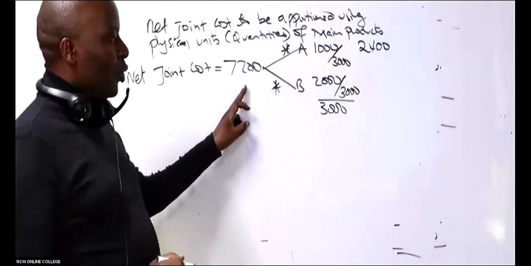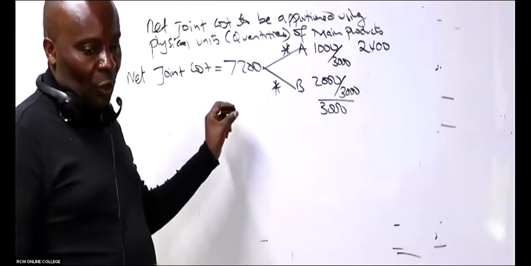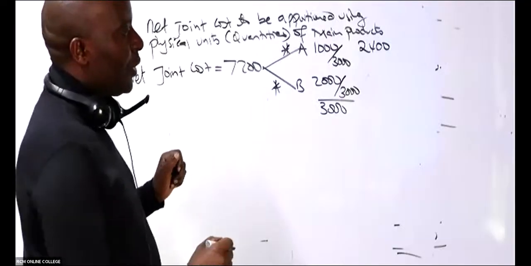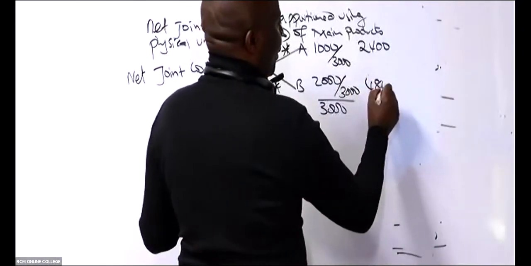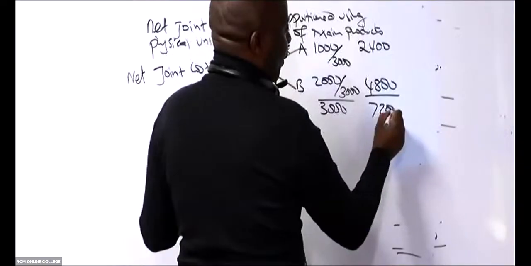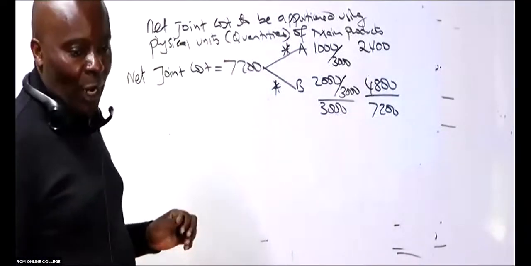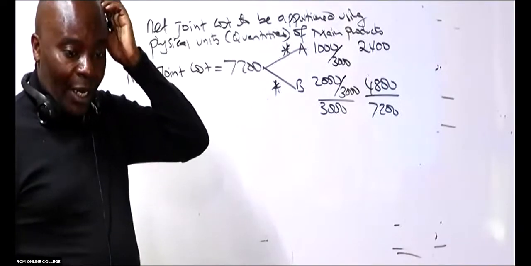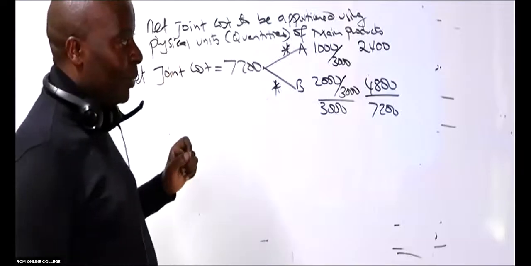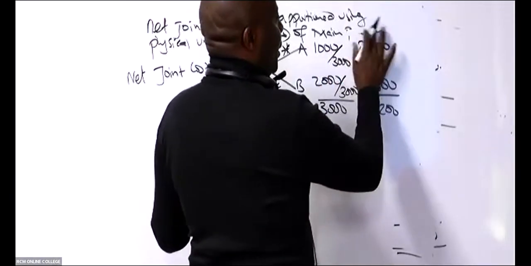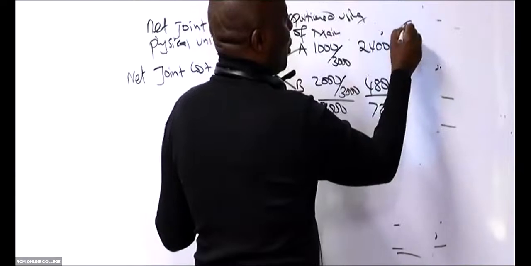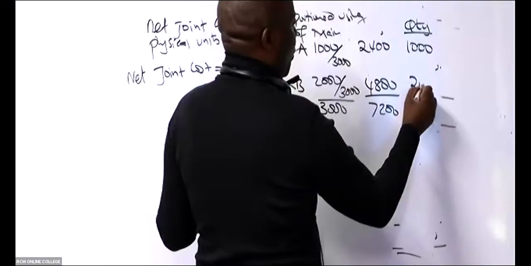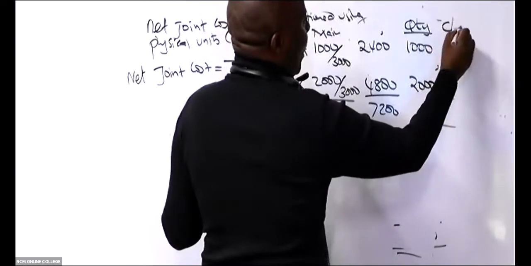How about 7,200 times 2 over 3? That is 4,800. If you add the two, of course, you end up getting 7,200. Now, ladies and gentlemen, come and repeat here the quantity. Remember, this is total cost. Quantity for A is 1,000 and for B is 2,000. So give us the cost per unit.